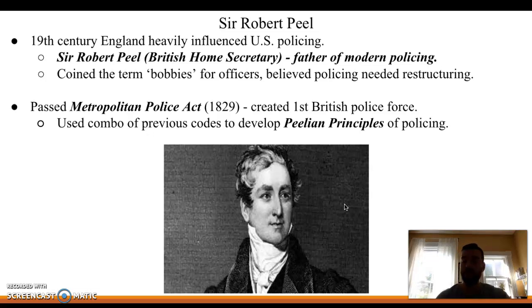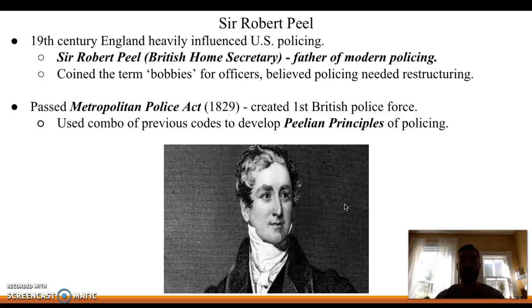He also began to look at policing and understanding the structure of policing. So what we mean by that is trying to understand how police departments and police organizations should be structured. Should they be a top-down approach? Who should have more power than others? Who should have the power to arrest versus who has the power to order? That's all going to be ideas that come from Peel, and Peel actually helped pass the Metropolitan Police Act in 1829, which created the first modern version of a British police force.